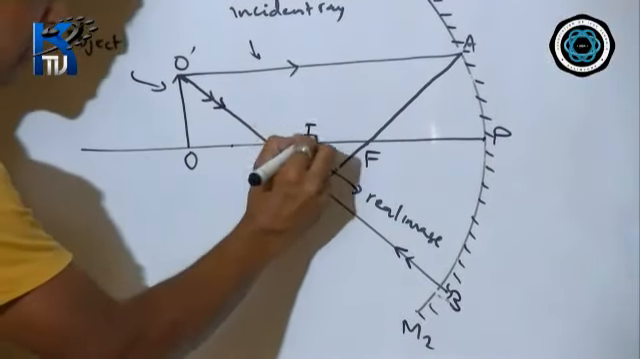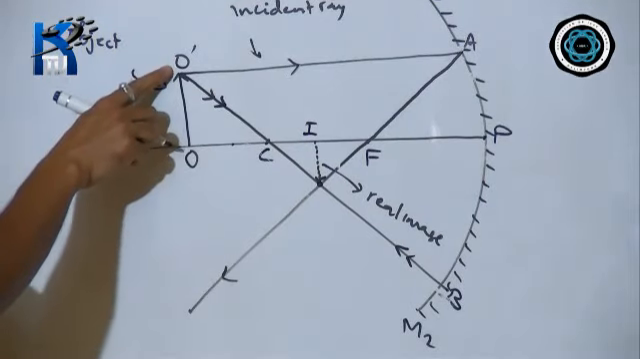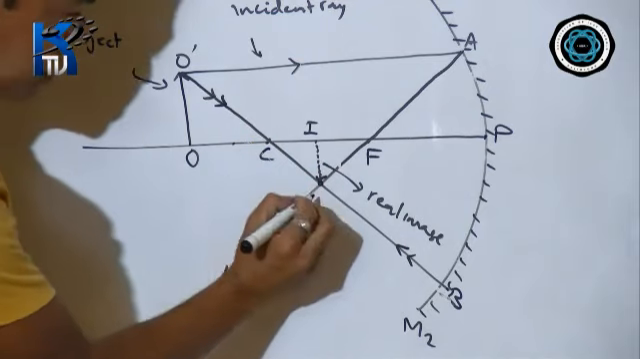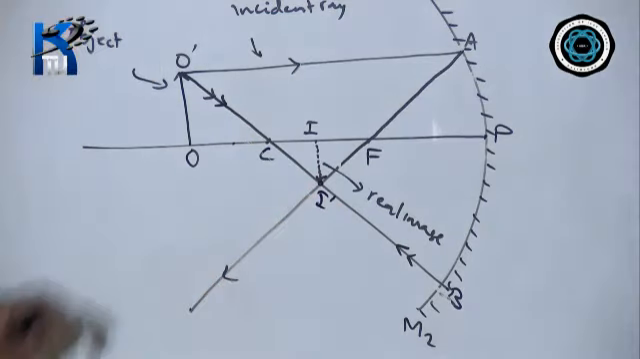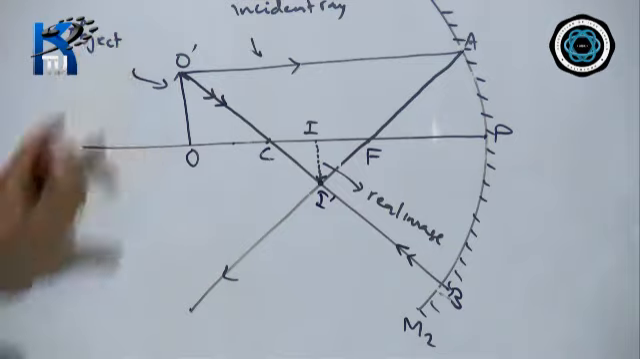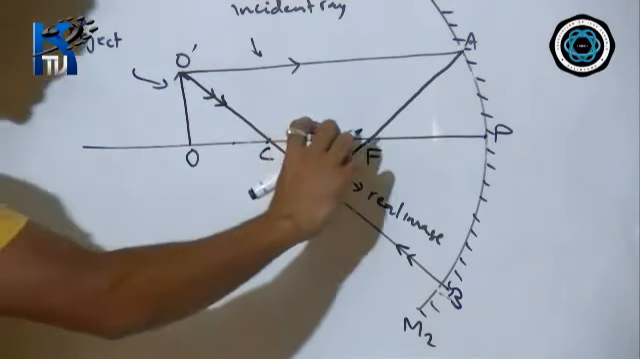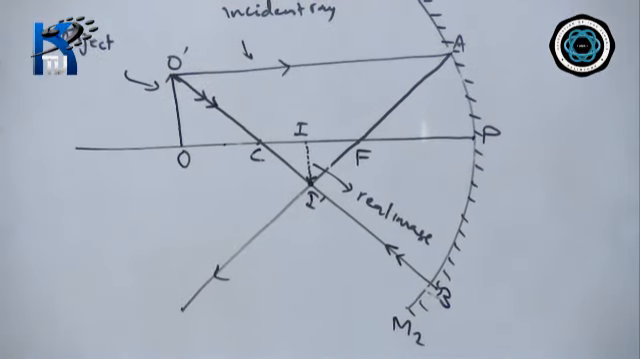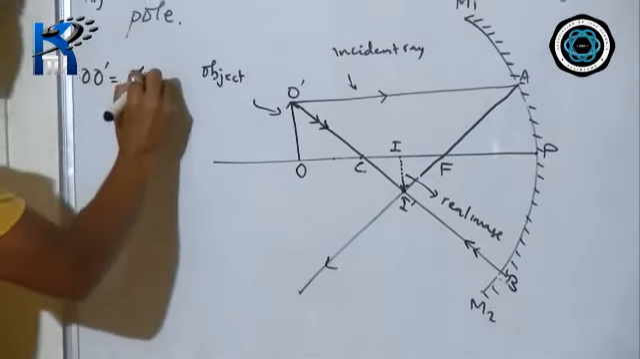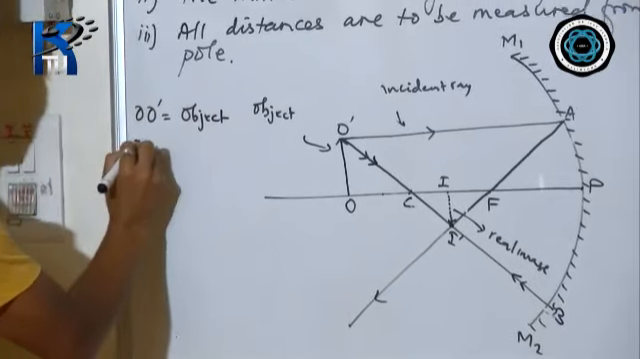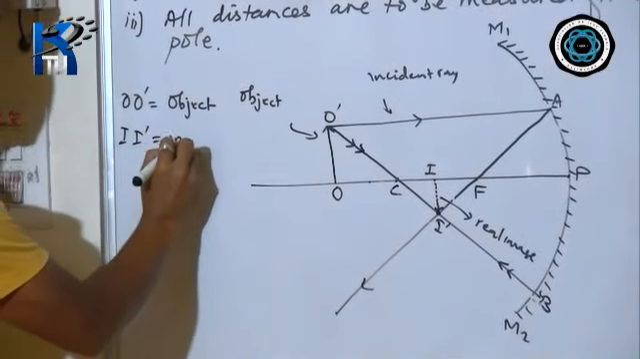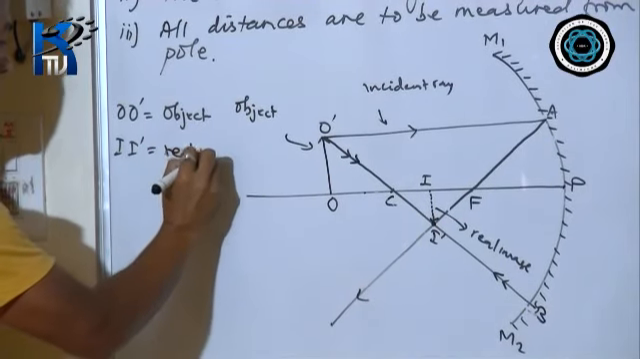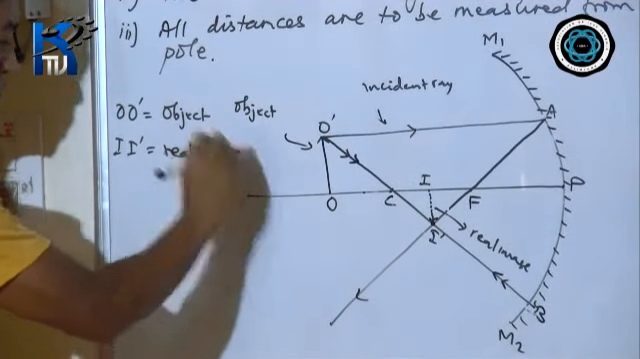Okay, if O is taken, whose image is formed on the principal axis, I can mark this as I. If O dash is taken, whose image is formed by the mirror at this arrowhead, I mark this as I dash. So O dash or O prime is the object, and I dash is the what? Image. So let me write O dash is the object, and I dash is the image. Let me write what image is this? Real image, which means inverted image.